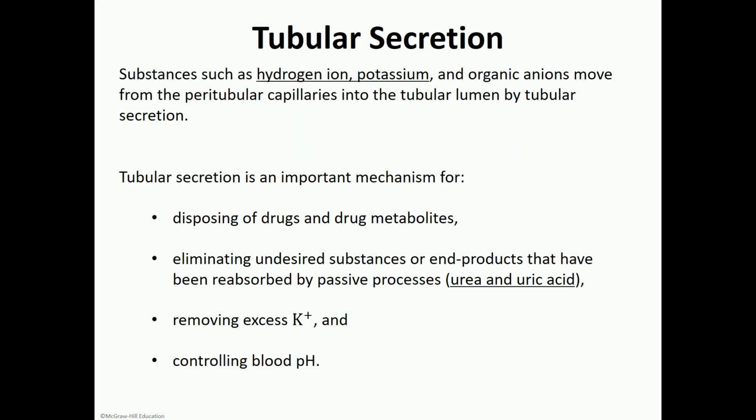Now, tubular secretion, that's again when we have things in our bloodstream that we want to get rid of. So for example, excess hydrogen ions, excess potassium, any drugs or medications, the urea and uric acid that we reabsorbed passively down its concentration gradient that we talked about earlier. All of these are things that will end up being secreted. So for example, disposing of drugs and their drug metabolites, eliminating things that we don't need like urea and uric acid, removing any excess potassium, and controlling the blood pH through the secretion of hydrogen ions.